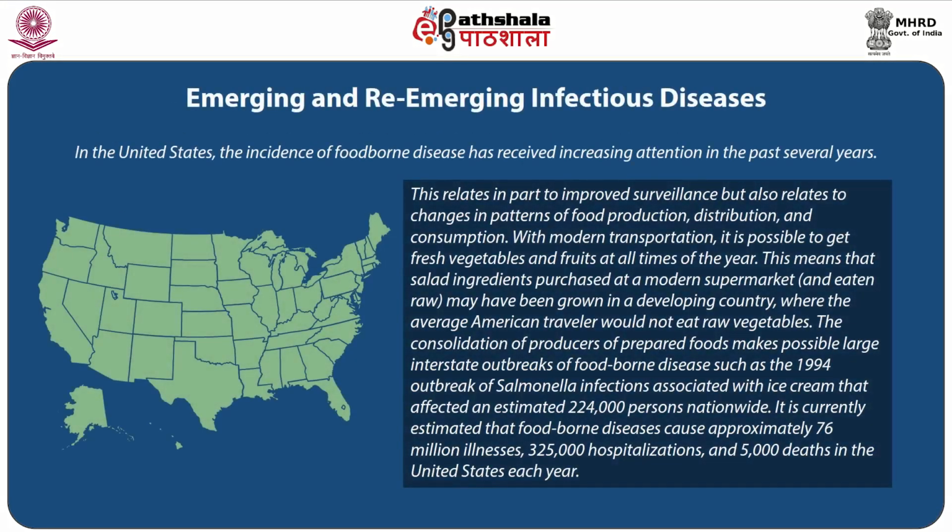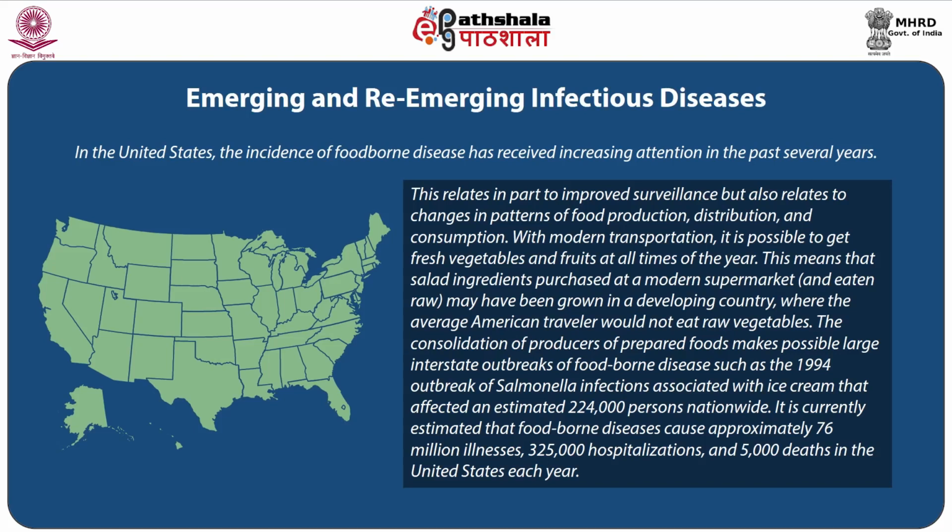In the United States, the incidence of foodborne disease has received increasing attention in the recent past. This relates in part to improved surveillance, but also relates to changes in patterns of food production, distribution, and consumption. With modern transportation, it is possible to get fresh vegetables and fruits at all times of the year. This means that salad ingredients purchased at a modern supermarket and eaten raw may have been grown in a developing country where the average American traveler would not eat raw vegetables.